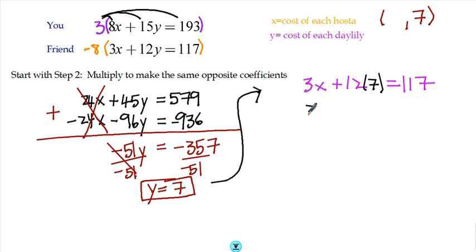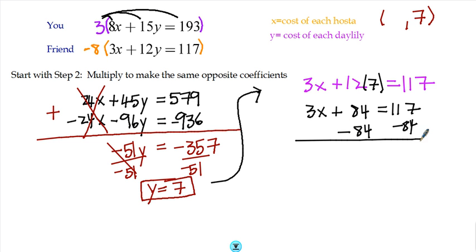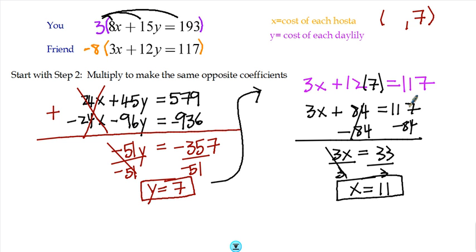Then I would have 3x plus 12 times 7, which is 84, equals 117. Subtract both sides by 84. 3x is equal to 117 minus 84 will give me 33. Divide both sides by 3. X is equal to 11. So now I found the other half, that x is equal to 11.